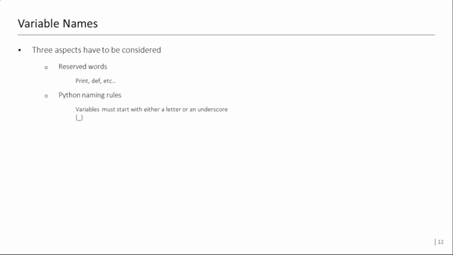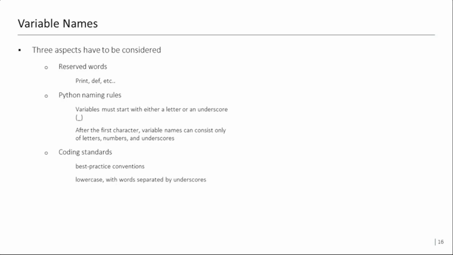A variable, for example, has to start with either a letter or an underscore. Furthermore, after the first character, variable names can consist only of letters, numbers, and underscores. The third aspect captures so-called coding standards, thus standards of the community which are best practice conventions. Variables should be lowercase with words separated by underscores to be conventional.